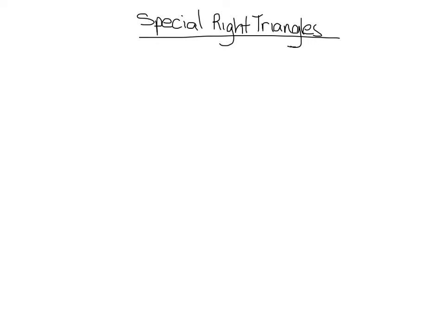In this video, we'll be looking at two triangles called the special right triangles. The first one that we'll look at is called the 45, 45, 90 triangle, and it will be very clear in just a moment why it's called that.